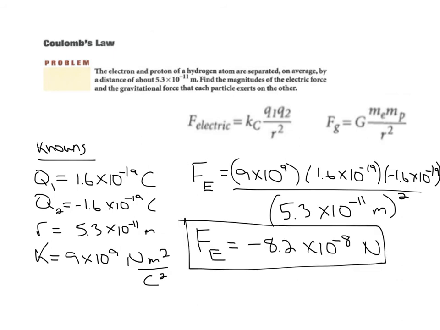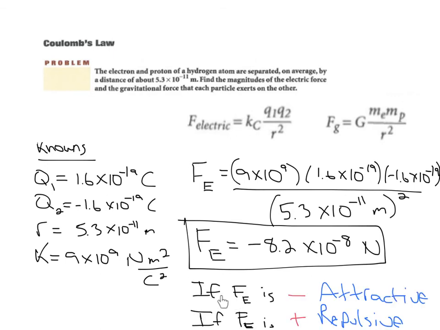Okay, when we do the math here, we get a force electric of negative 8.2 times 10 to the negative 8th newtons. One thing to note here, this negative sign tells us something. If Fe, the force, is a negative force, it's an attractive force, which is what we expect. Having an electron and a proton, their opposite charge, they're going to attract. And if Fe is positive, it's a repulsive force. Okay, so negative, nothing to be scared of.